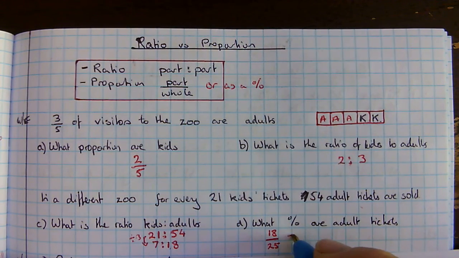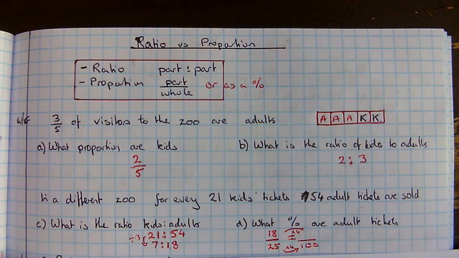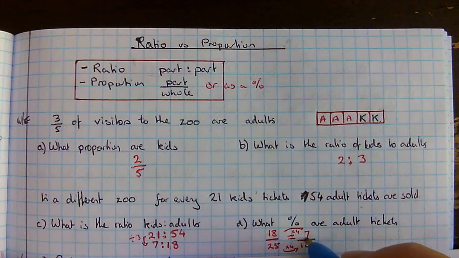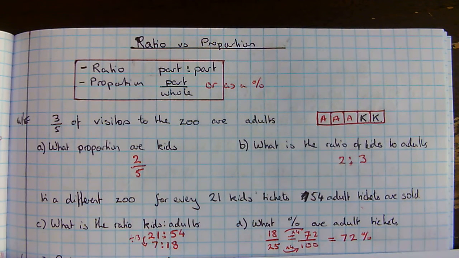Well, if I change that to 100, I'm multiplying by 4. So times by 4 there. I would need to times by 4 on the numerator as well. 18 times 4, double 18 is 36, double it again is 72, gives me 72 out of 100, which is 72%. And we're expected to be able to convert really fluently between ratios and proportions as fractions and proportions as percentages. Just pause the video now while you write down the worked example, and then we can start on some questions.